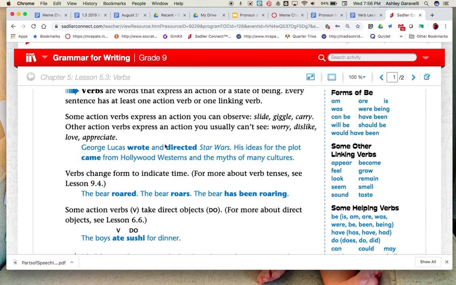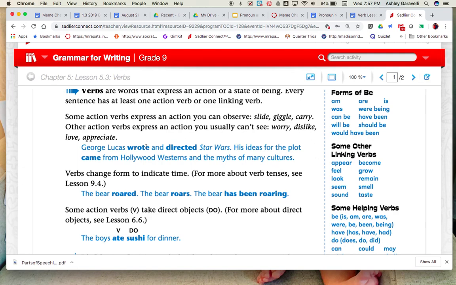But then there are other action verbs that express an action that you usually can't see. Worry, dislike, love, appreciate. So these are still action verbs, but worry, kind of like with abstract nouns, I can't actually see it, but it is happening. So just because I can't reach out and touch worry, I can look at your face and see if you're worried about something. So it's still an action verb, if that makes sense. Dislike, I can't say, hey, will you please pass the dislike? But I know that someone dislikes something by the way they act, or if they just tell me they dislike something.